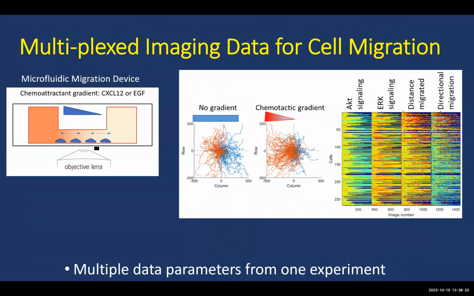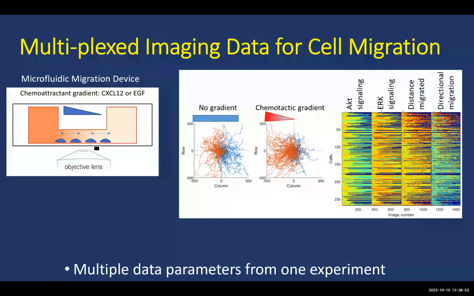And because we'll see this a little bit later in terms of our testable hypothesis, we just use a very simple microfluidic device, using a chemoattractant, either CXCL12 or EGF. Those are just important molecules driving migration and invasion of cancer cells, among other phenomena. And then using time-lapse live cell microscopy, we can image those cells as they move, track their single cells over time, and then we get a display truncated to only 250 cells here.